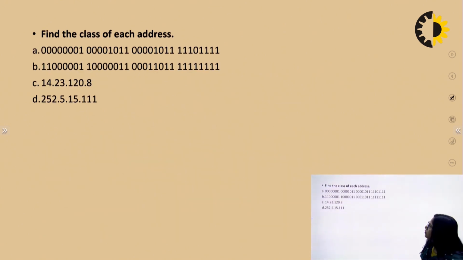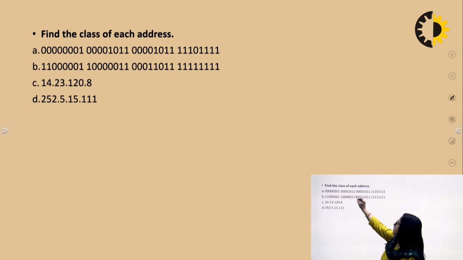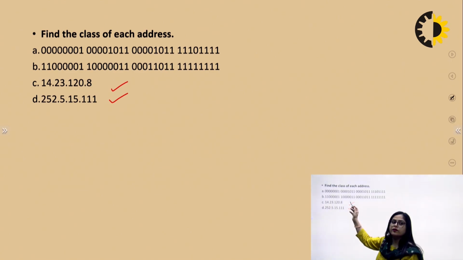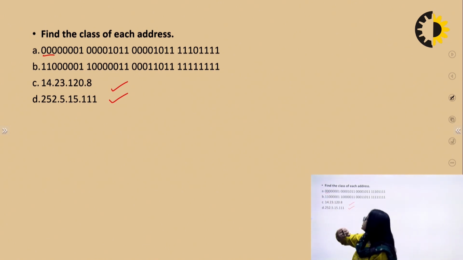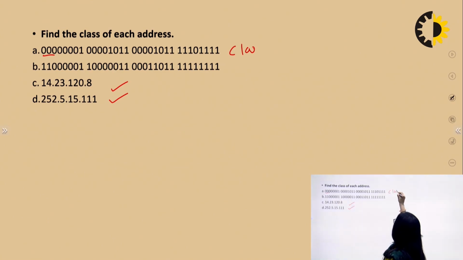Similarly, there is one more example. Find the class of each address. We need to find out the class of each IP address. Here 2 are binary IP addresses and 2 are decimal dotted IP addresses. We need to identify the class of these IP addresses. So let's start. The first IP address starts with 0. See, the first bit is 0, so this is a class A address. This IP address belongs to class A.